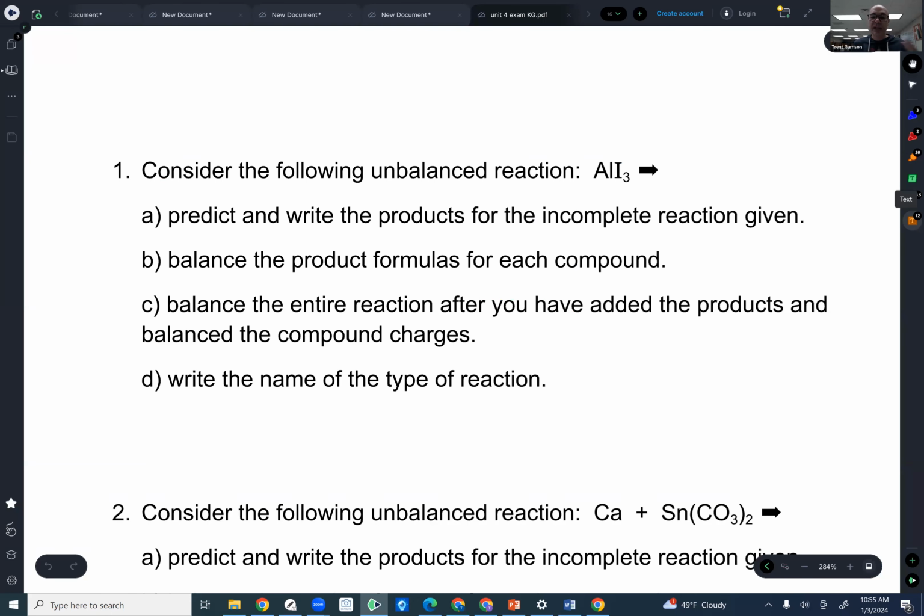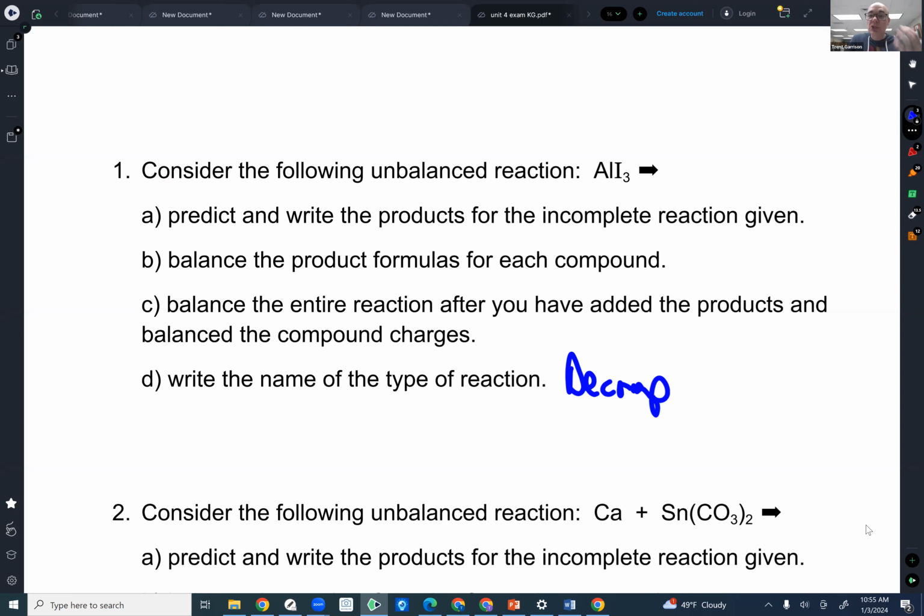All right, the first one: you have to be able to tell me what type of reaction this is based on just this small portion of the reaction. You're only given the reactants, so you have Al, aluminum, and you have iodine. There's only one material on the left. That tells you that this is a decomposition. How do you know that?